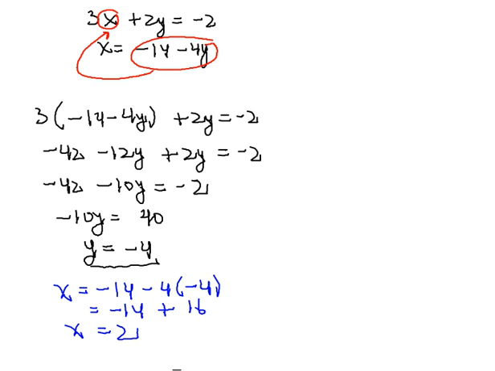So now we can state the solution as an ordered pair, which will be 2 comma negative 4. Now let's, to finish up, go through the check. We're going to take this ordered pair and substitute it into the first equation of the original system, and hopefully that will check out.